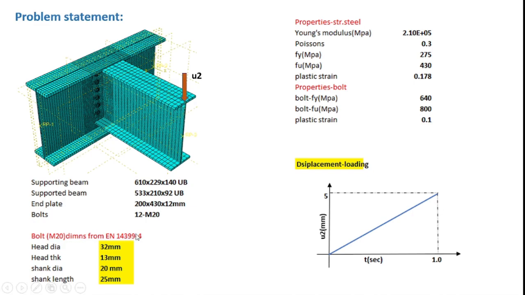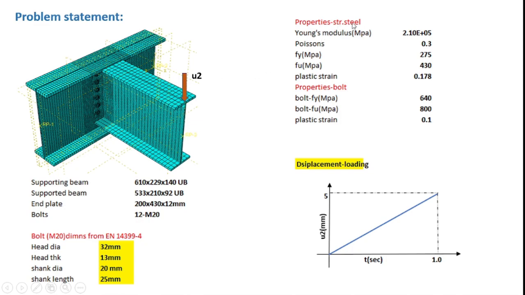The bolt dimensions are taken directly from the European standard. The shank diameter is 20 mm, and the length of the shank is selected based on supporting beam web thickness and the end plate, and it works out to be 25 mm. Please remember that in these connections, the end plate is normally shop welded with the supported beam, and then the assembly is connected with the supporting beam with the bolts at the site.